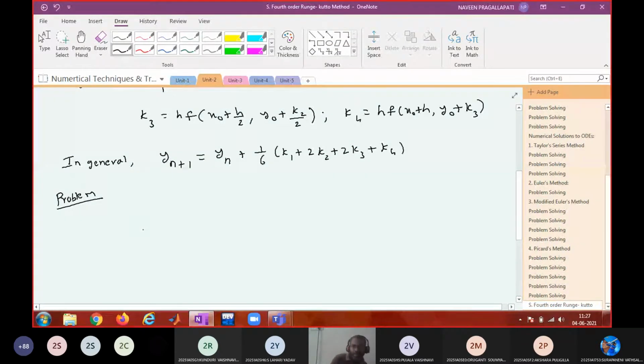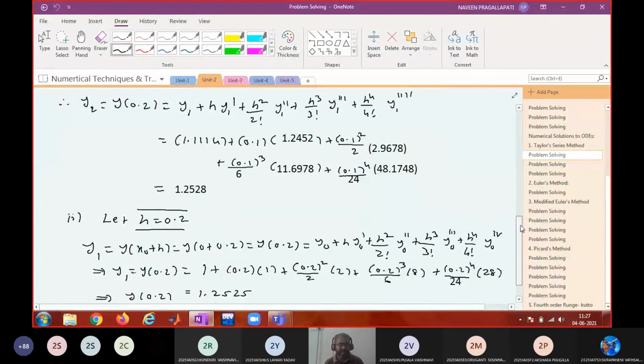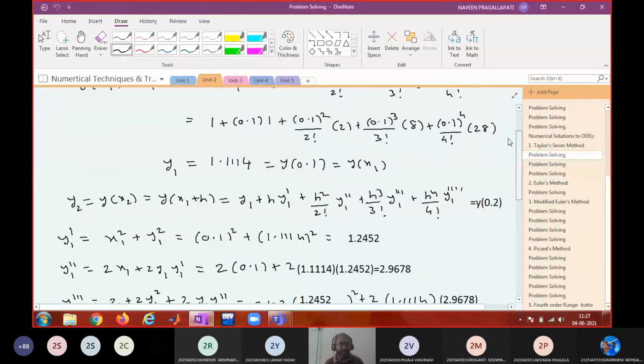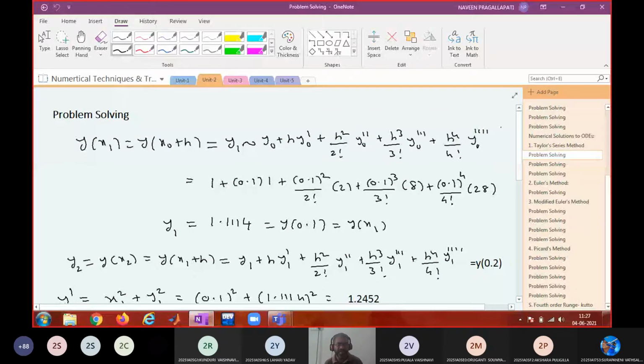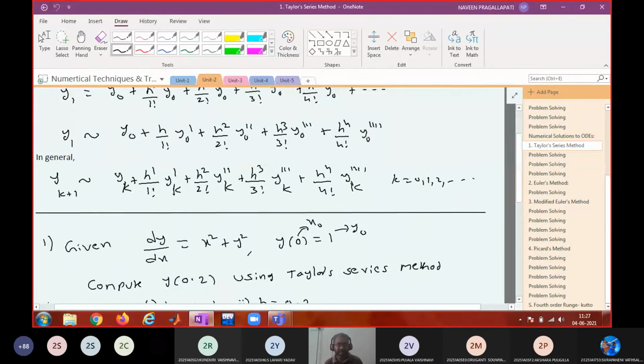We'll pick up the problem which we did in Taylor series method, because Taylor series and Picard's and fourth order Runge-Kutta method almost converge at the same rate. So shall we take this one: dy by dx equal to x square plus y square with y of 0 equal to 1.